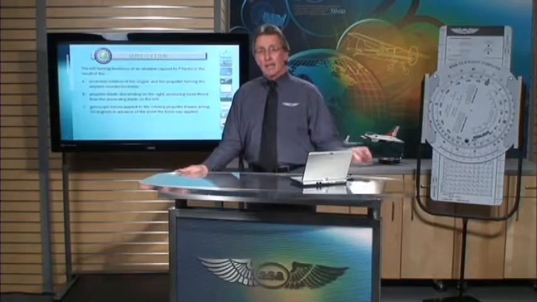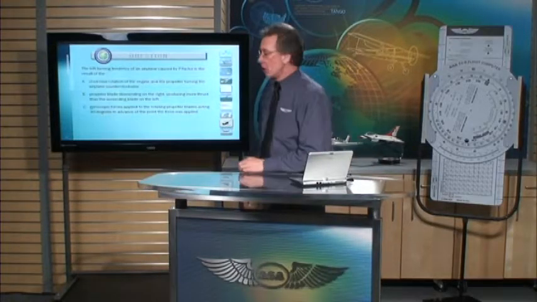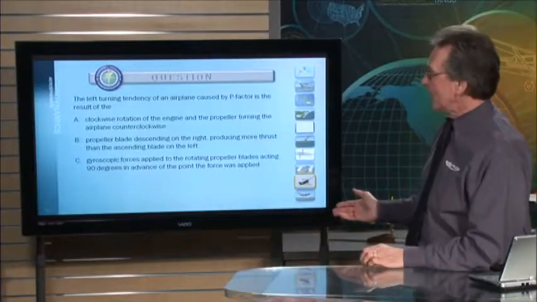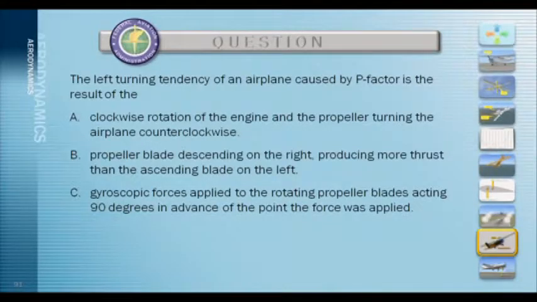We're back once again, this time with a question regarding left-turning tendencies. The question: the left-turning tendency of an airplane caused by the P-factor is the result of the... You have three possible answers. Let's take just a bit of time to look at them.